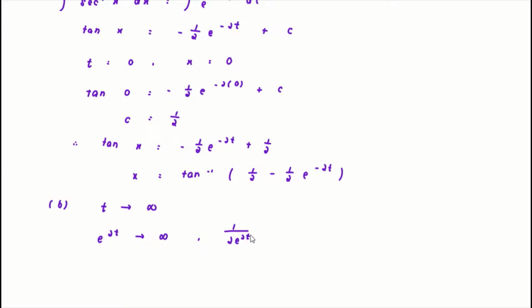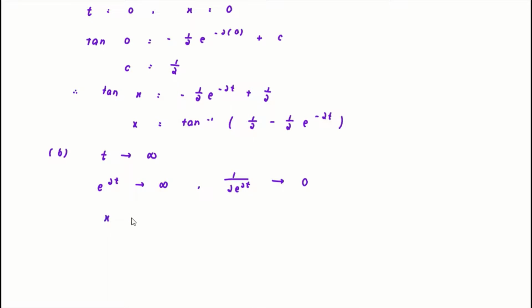Imagine when this thing goes very big, when you do a fraction 1 divided by a very big number, this fraction will approach 0. So x will just approach tangent inverse of 1 over 2 minus 0, which is basically tangent inverse of 1 over 2. In this question, they accept this answer directly, so it doesn't need to be solved further. If you continue, you can get 0.463, but that's not required in this question, so you can leave your answer here.